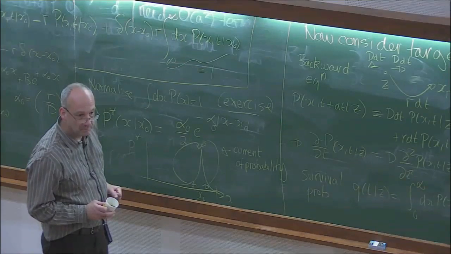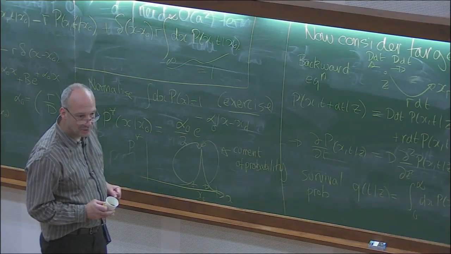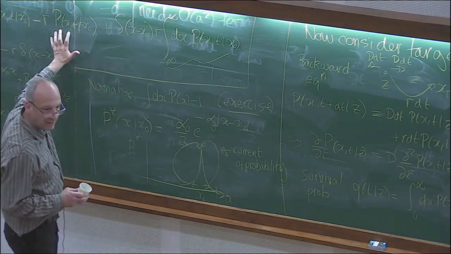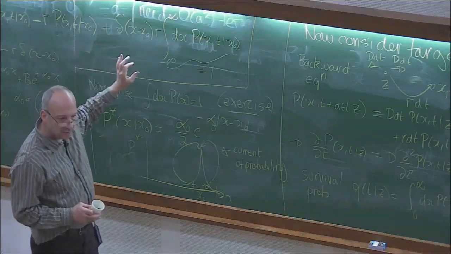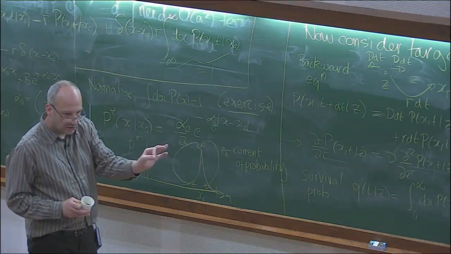Yeah? So it's saying that we have a loss of probability from everywhere. We have a gain of probability. The delta means that we only get the gain of probability at position x naught. That's where we're putting all the probability back in.